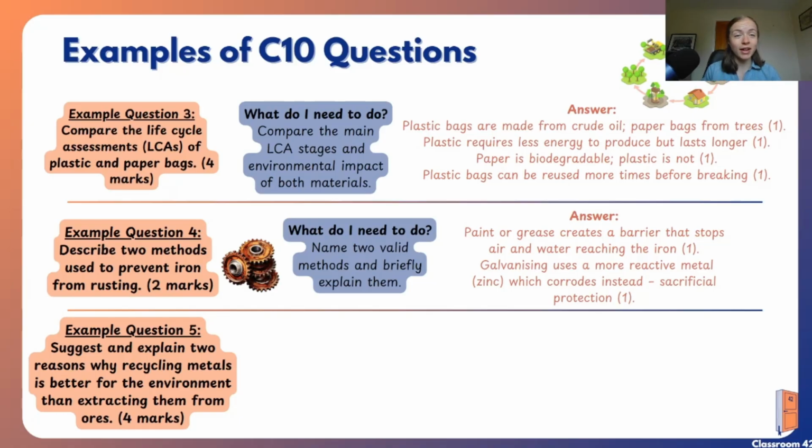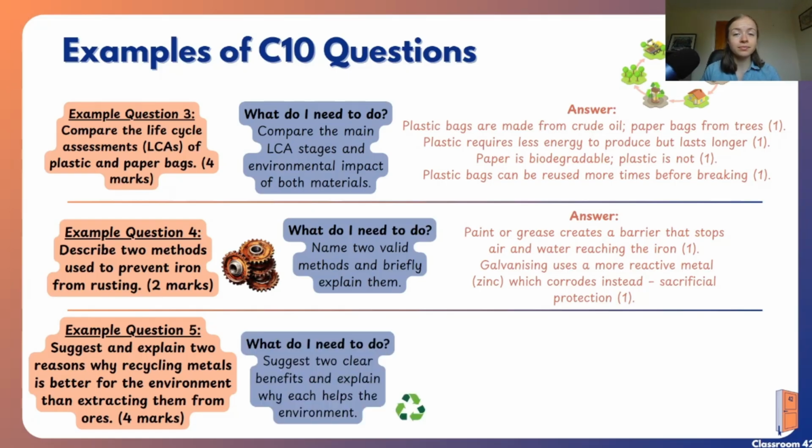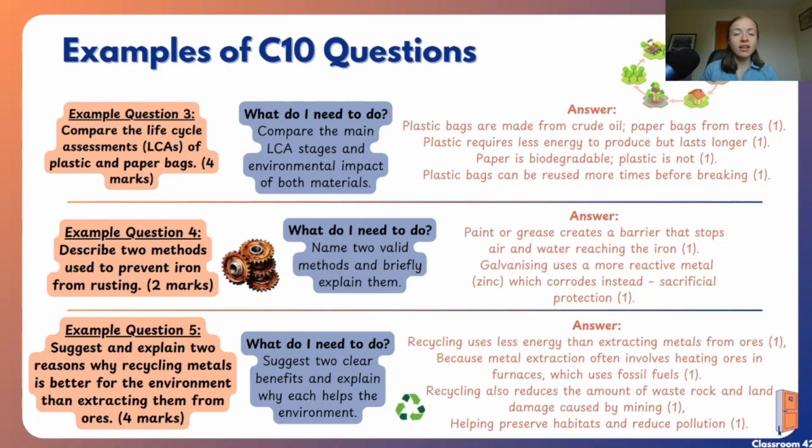And finally, question 5 is suggest and explain 2 reasons why recycling metals is better for the environment than extracting them from ores. So suggest those 2 clear benefits and give a clear explanation for each of them relevant to the environment, because we just want to be talking about the environment here. So recycling uses less energy than extracting metals from ores. That's 1 mark, as we referred to energy.